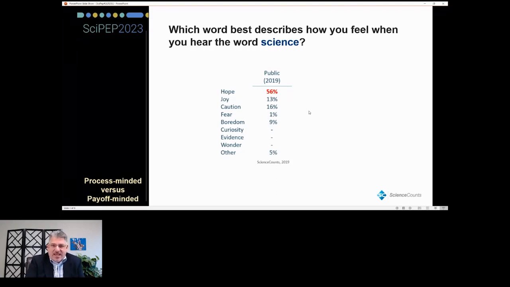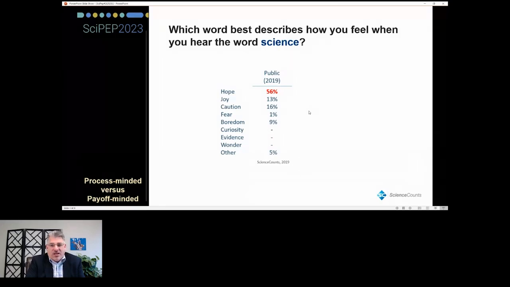But since that initial report, at least six times, four by us and two by other organizations, they've asked a very simple question in surveys to the public, which is, which word best describes what you feel, not think, but feel when you hear the word science? It's a multiple choice question with a write-in. And here's one example, 2019. And you can see that the majority, a little slim majority, but a majority of Americans associate their feelings with hope.